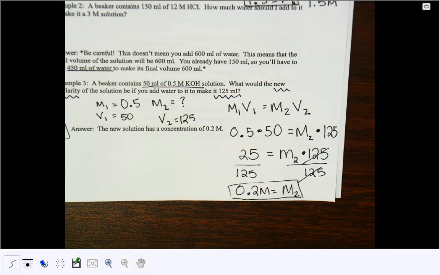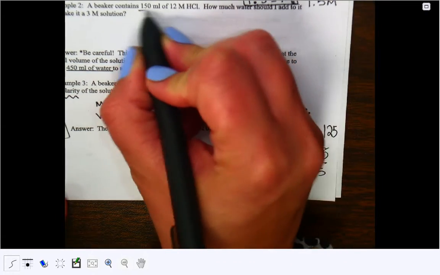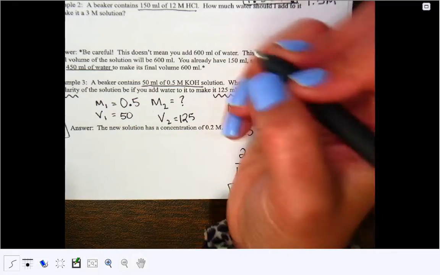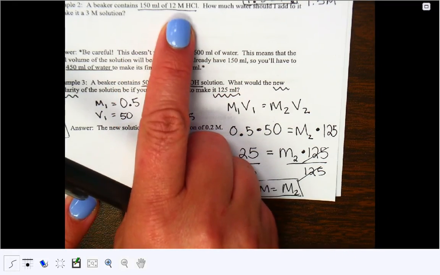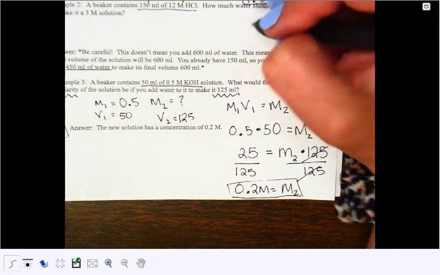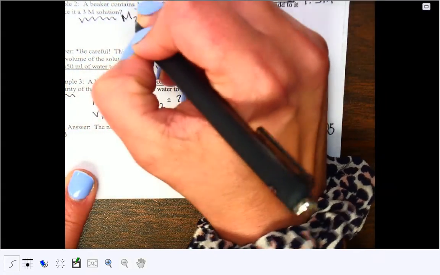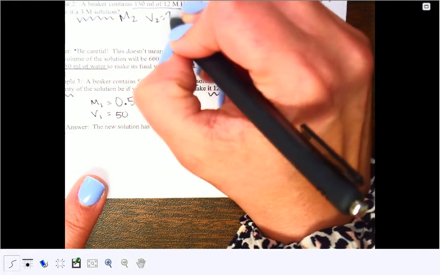Okay? Not too bad? We're okay? Awesome. So the last example that I was going to run through with you guys is example 2. It's because there's one extra little thinking step on it. It's the same process. You just got to make sure you read the questions carefully. So for example 2, it says a beaker contains 150 milliliters of 12 molar HCl. So we have our volume 1 and molarity 1, right? So here's our volume 1. This is molarity 1. How much water should I add to it to make a 3 molar solution? So here's my M2. So we need to solve for volume 2.